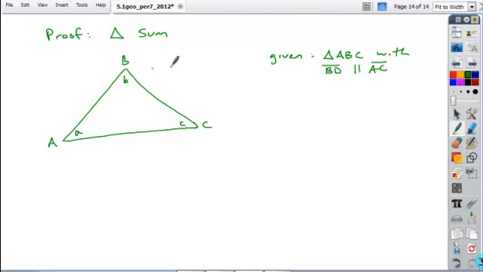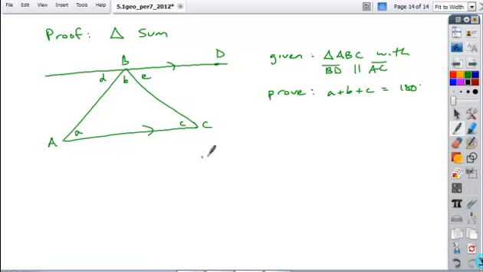And all we're going to do is start with a parallel line through that vertex B. Okay, so assuming we have that parallel line, we'll call these two angles D and E. And can we prove, what do we know the sum of the angles in a triangle is equal to? Let's see, can we show that the sum of the angles in this triangle is equal to 180?